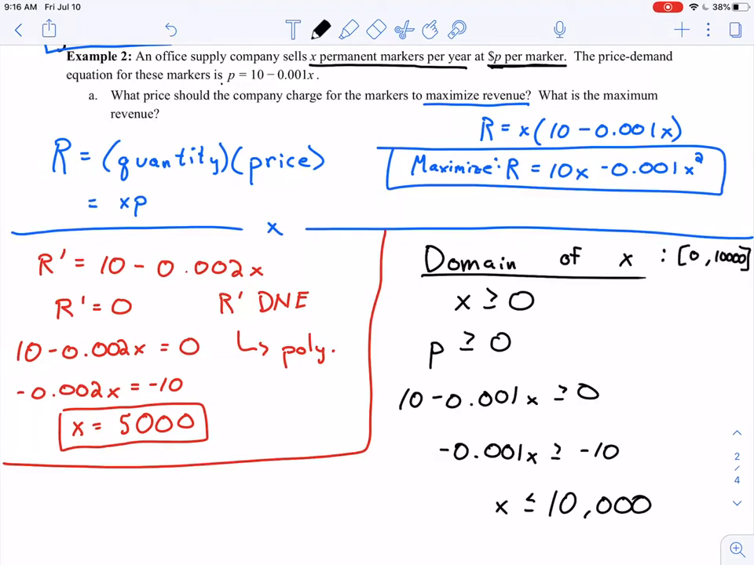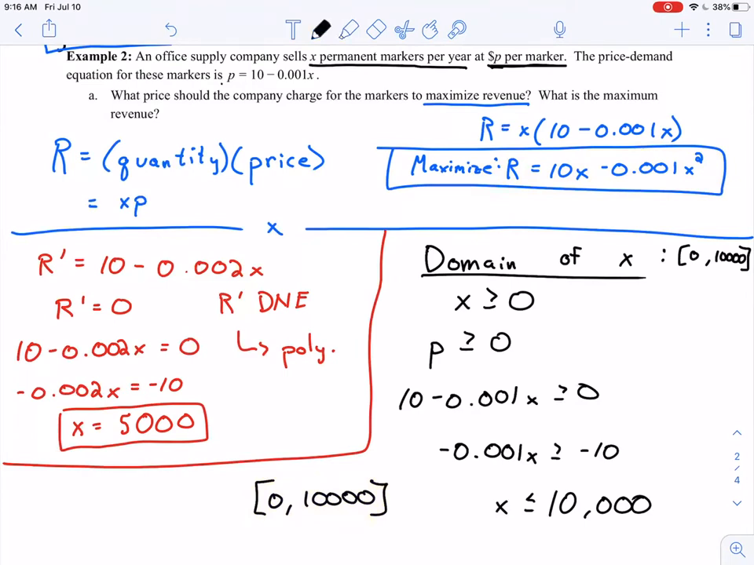Kind of running out of room here. We'll write it right here: 0 to 10,000. And this is good that I have the domain because now I've identified in particular, this is a closed interval, which means I should use the extreme value theorem. So, okay, I'm essentially just trying to now find what is the absolute maximum on this closed interval of this revenue function that I was working with up here.